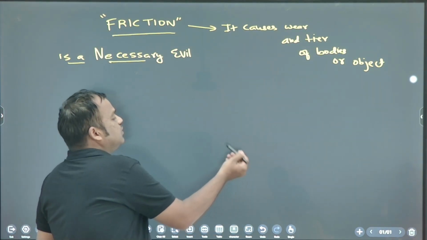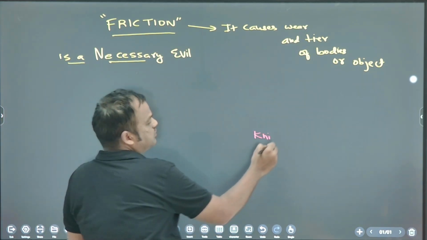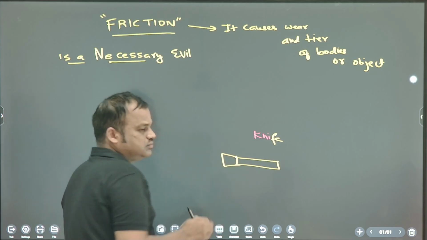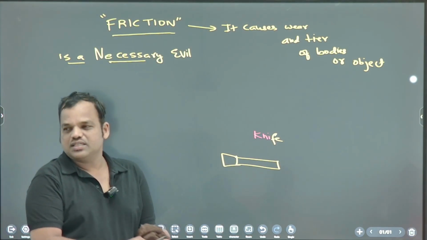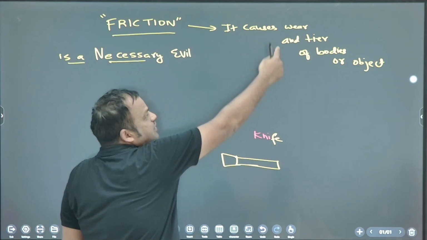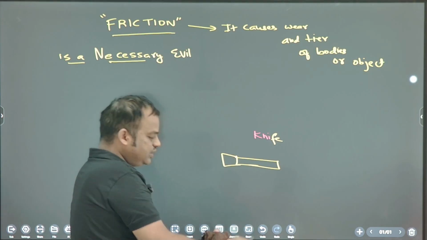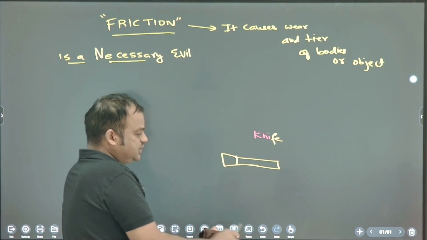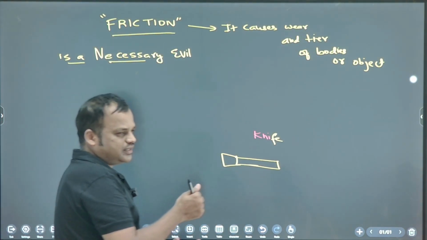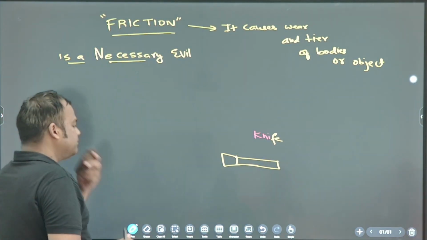For example, there is a knife. How do you sharpen your knife? Suppose this is the knife. You have to rub it against a solid hard surface, correct? Like this. It is causing wear and tear, but to make the knife sharp, you have to slide it against a rough surface. Then small bits of metal will be removed from the knife, so it will be sharp. So it is a good thing. Friction is a good thing here.